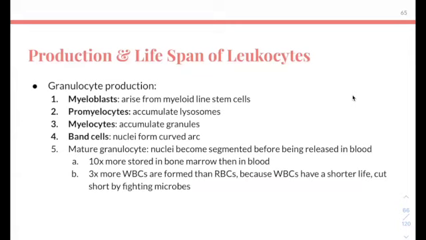And there's 10 times more stored in the bone marrow than in the blood. Three times more white blood cells are formed than red blood cells because white blood cells have a shorter lifespan. It's cut short because they're constantly fighting. There's always something invading your system. It's just how your body reacts to fight it off, to fight back. So a lot of time you don't know that something's invaded your system because your immune system fights it off before you ever feel any effects from it.